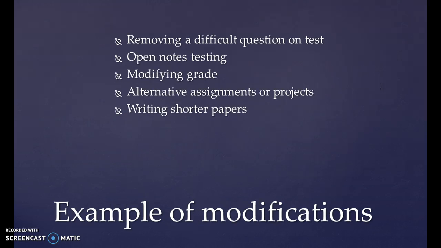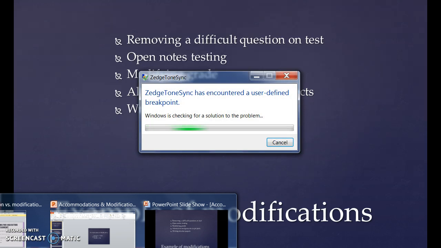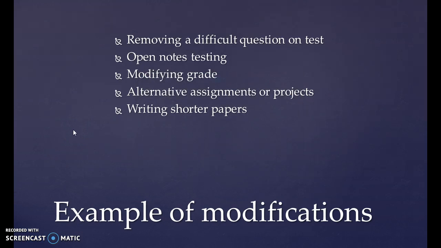So examples of a modification are removing a difficult question on a test. Open notes testing, so you could be giving your student an aid while they were taking the assessment, and that would be a modification. Another way to modify a test would be modifying their grade by scaling it according to their IEP possibly, or definitely eliminating some test questions.